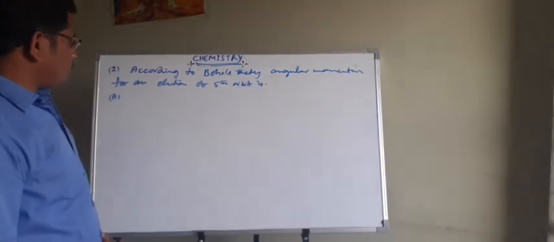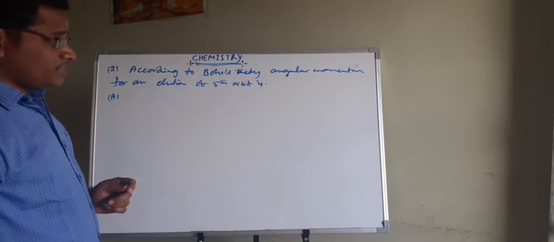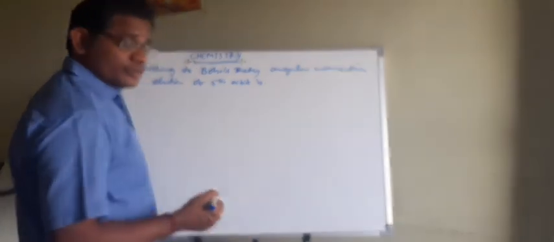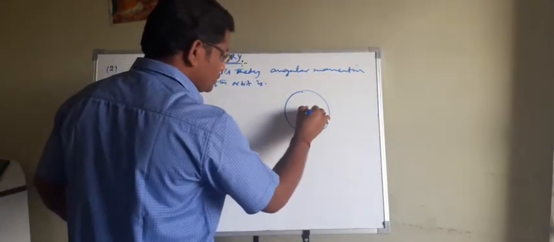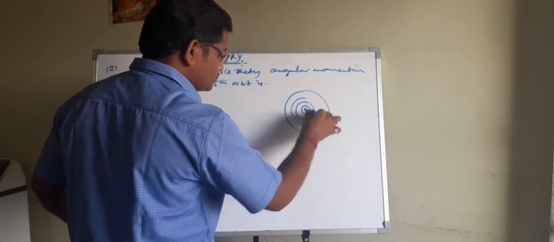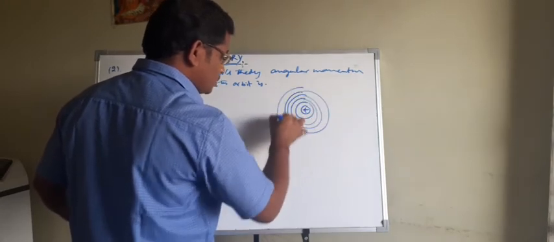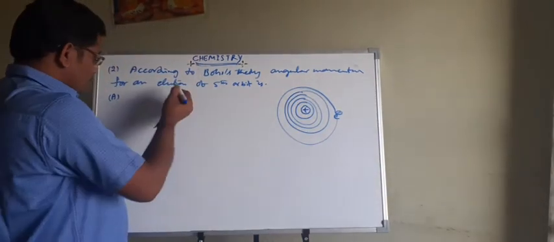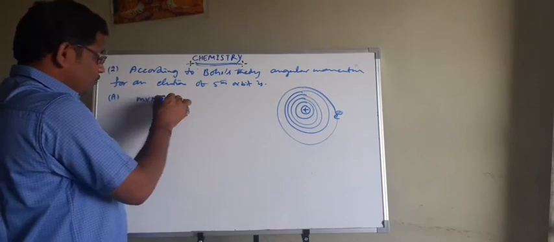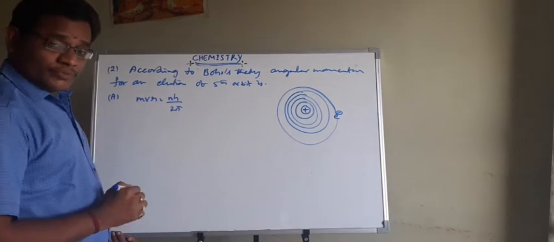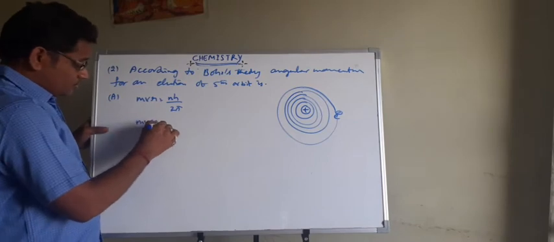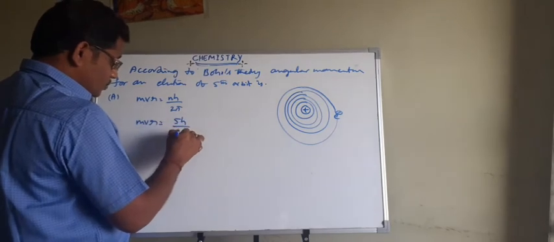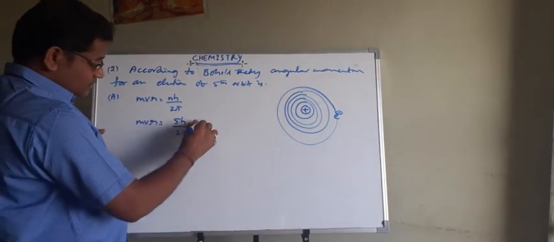According to Bohr's atomic theory, what is the angular momentum of an electron in the fifth orbit? I already told you in Bohr's atomic theory postulates. This is the hydrogen atom: first orbit, second orbit, third orbit, fourth and fifth orbit. If the electron is present in the fifth orbit, what is its angular momentum? The formula is angular momentum mvr is equal to nh by 2 pi, correct? Here n means the fifth orbit, so the n value is 5: mvr is equal to 5h by 2 pi. Okay, so this is also correct.